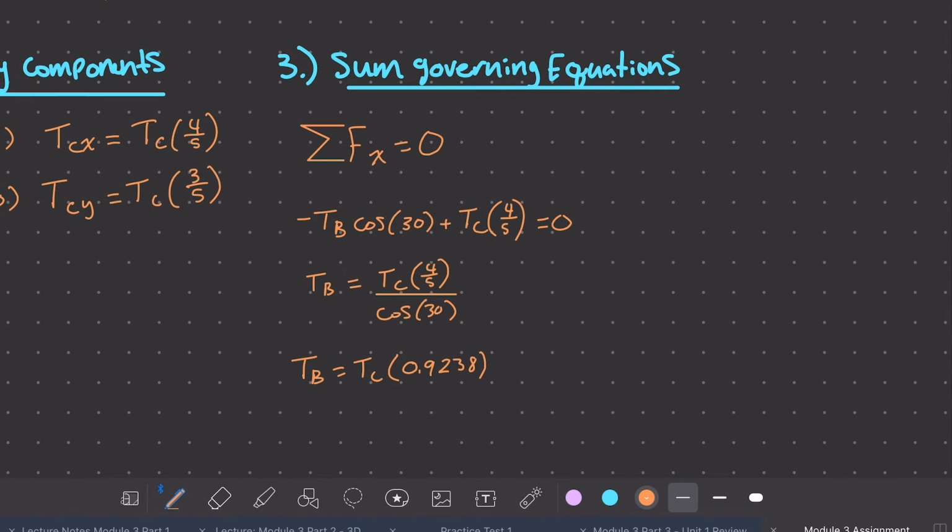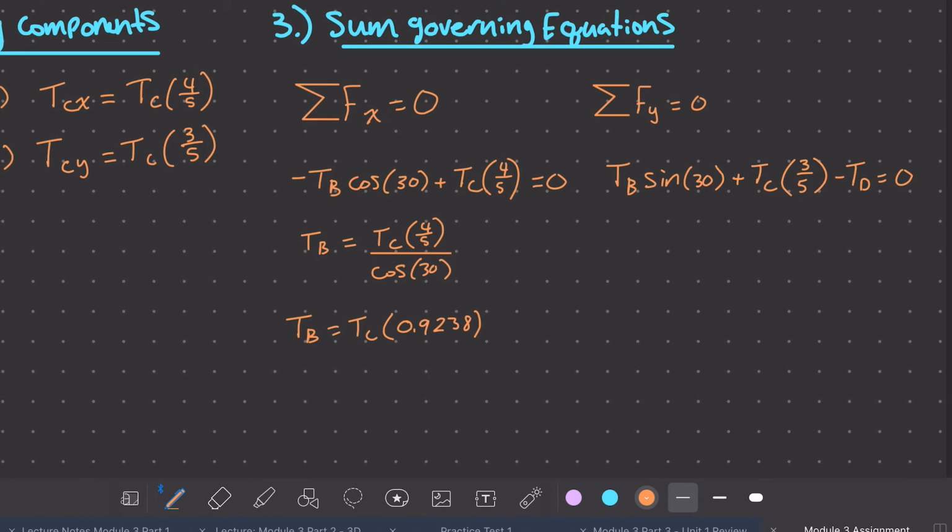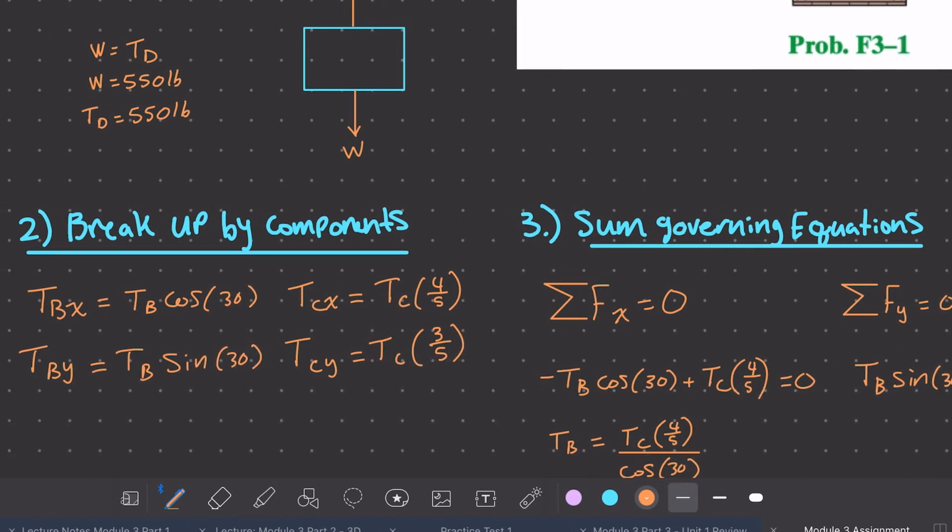So moving on to the sum of the forces in the y direction, we have the sum of the forces in the y is equal to 0, and that gives us TB sine of 30 plus TC multiplied by 3/5 minus TD is equal to 0. And since we already know TD and we just found out what TB is in relation to TC, we can solve for TC with this equation.